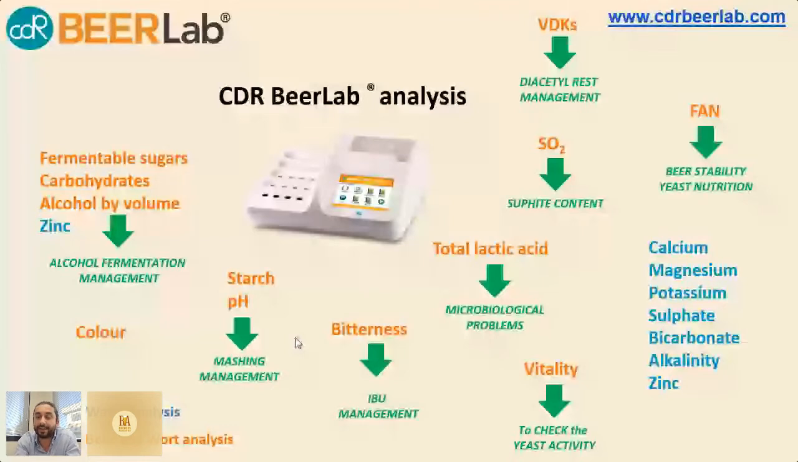Another important analysis is the FAN, the free amino nitrogen, to check the beer stability and the yeast nutrition. Here you have also all the analyses we can do on water: calcium, magnesium, potassium, bicarbonate, alkalinity, and zinc. So as you can see, you have a wide panel of tests you can use in your brewery to check your beer making process.